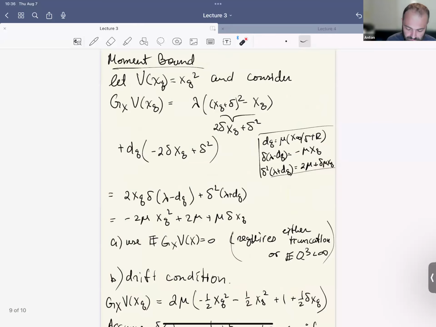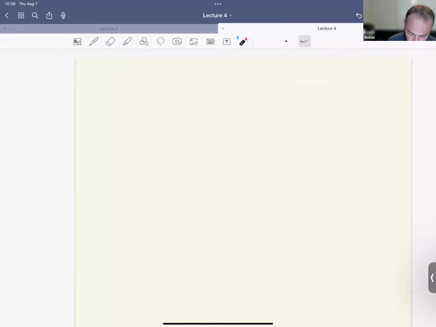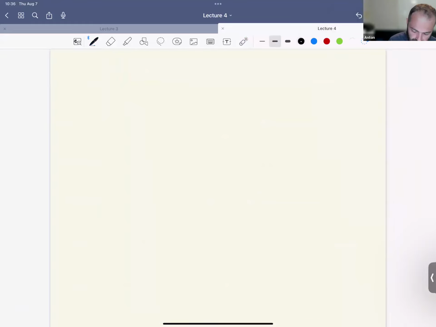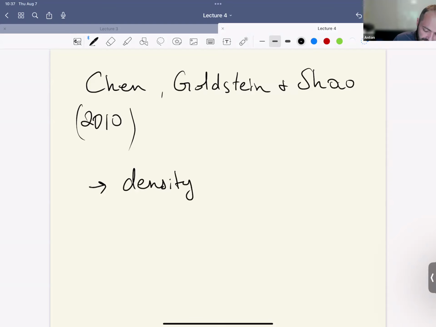Let me give you a good reference, perhaps over here. A great textbook is by Chen, Goldstein, and Shao, and this is 2010. I believe it's called Stein's method for normal approximations. I'm not 100% certain of it, but there's only one textbook by this name. And in this textbook, if you want to follow up on the stuff we're doing today, they call this also the density approach.